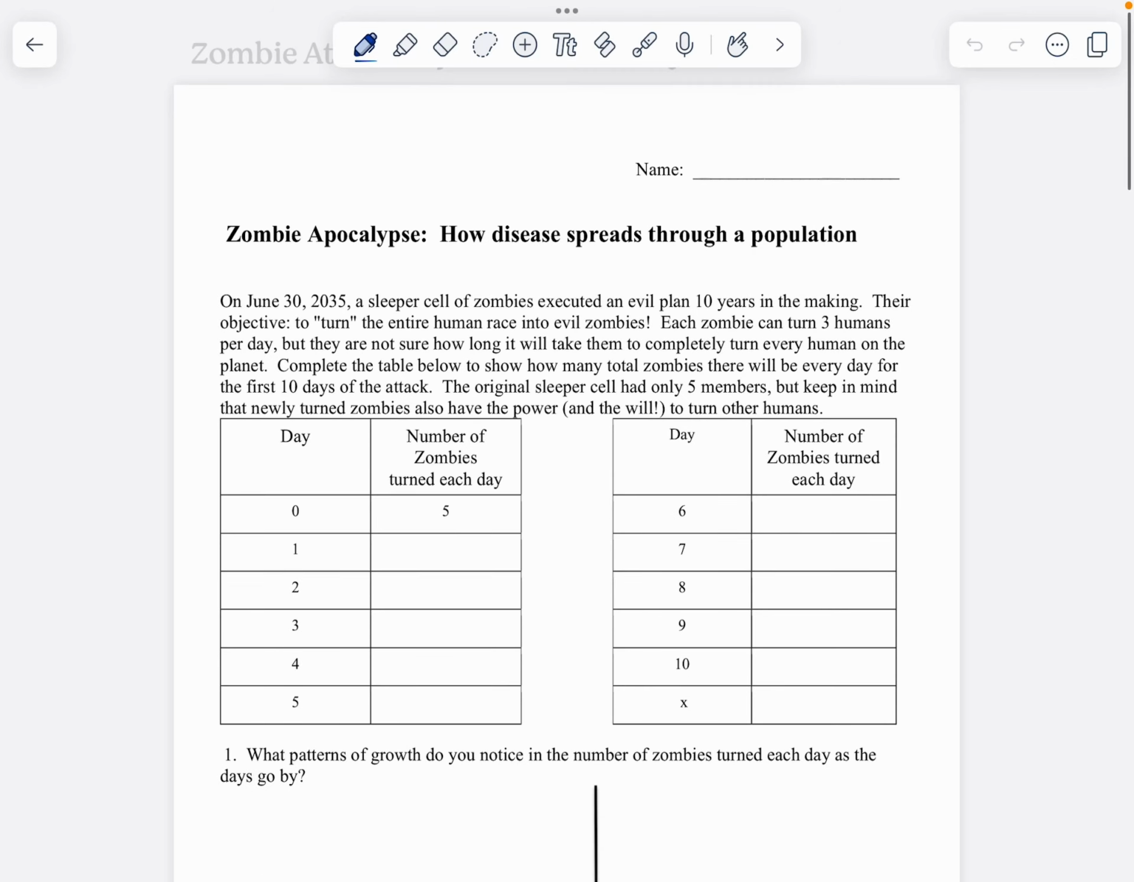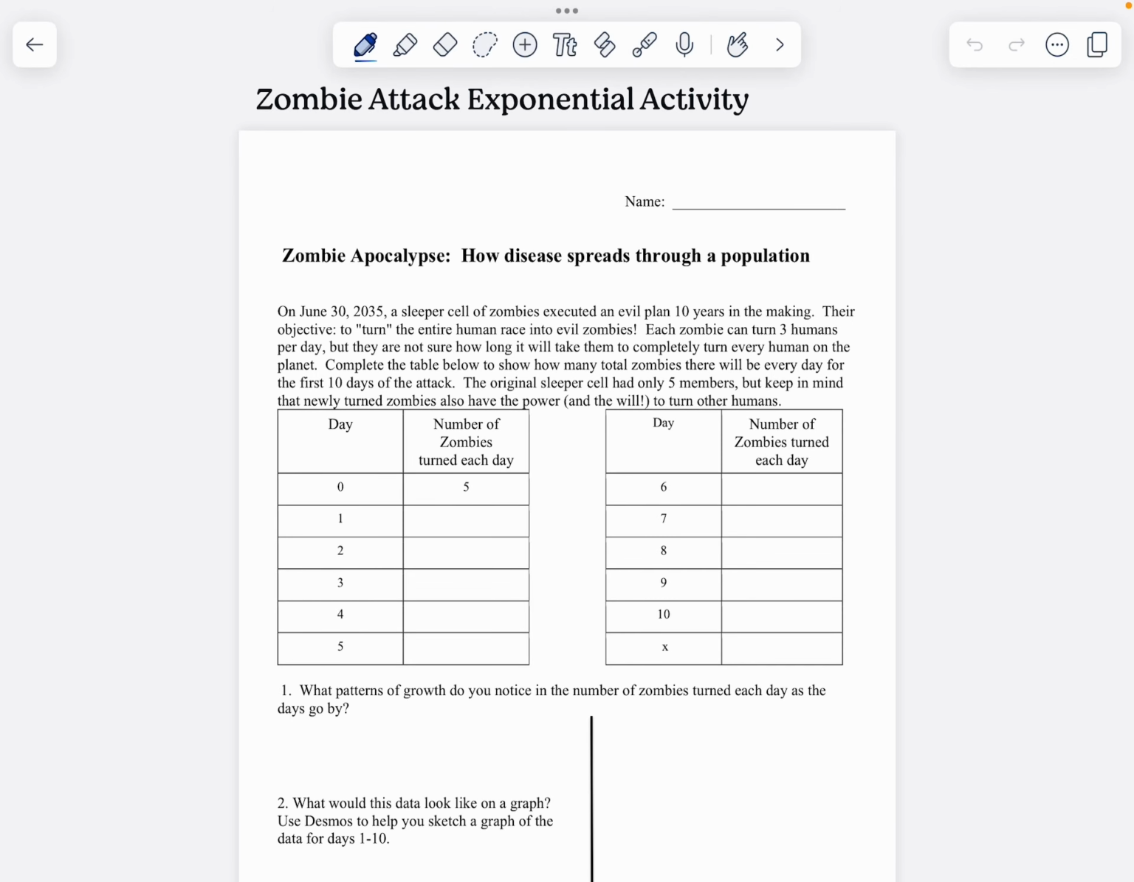All right, so we are looking at the zombie attack exponential activity. Again, this is going in as a project, so we should be working on this while we're in class, not taking it home. We should be finishing it and giving it to the sub. We are looking at how a disease is going to spread through a population if there were a zombie outbreak. Make sure that you are reading each question carefully.